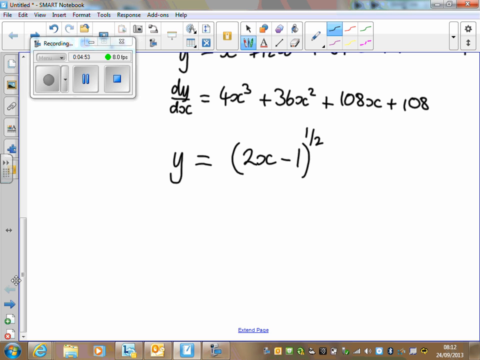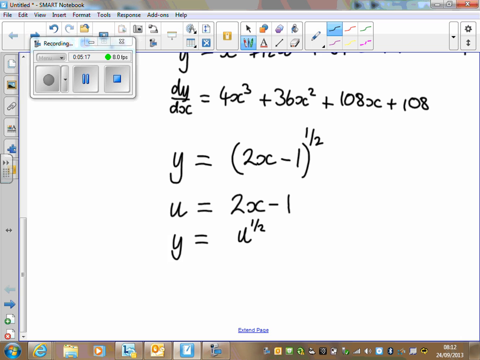So how do we differentiate functions like this, where we have an inside function and an outside function? The inside function, which we're going to call u, is 2x minus 1. The outside function, which is y, is basically u to the power of a half.